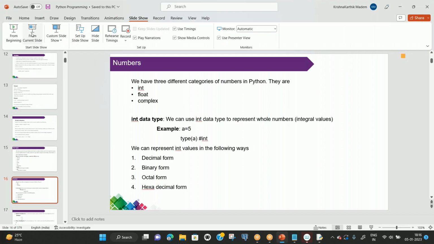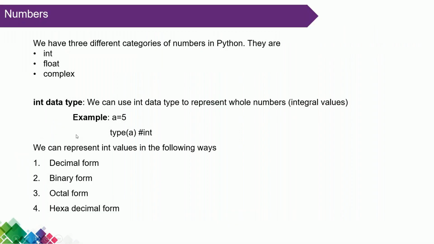Right now, moving back to integers again. Integer means whole numbers. In Python programming, these whole numbers, that is integers, are represented by using 4 ways: decimal format, binary, octal, hexadecimal. These are the 4 ways.